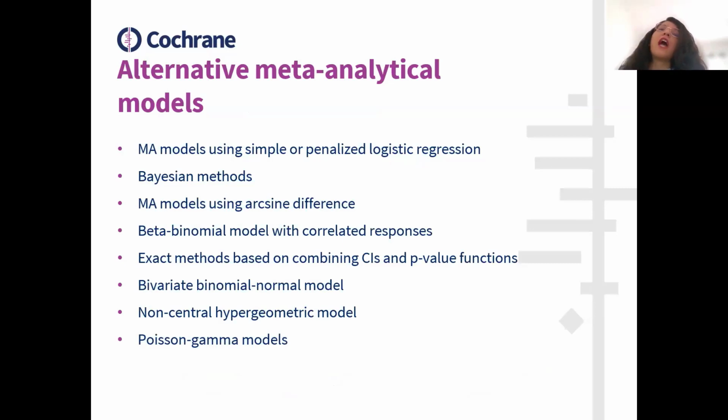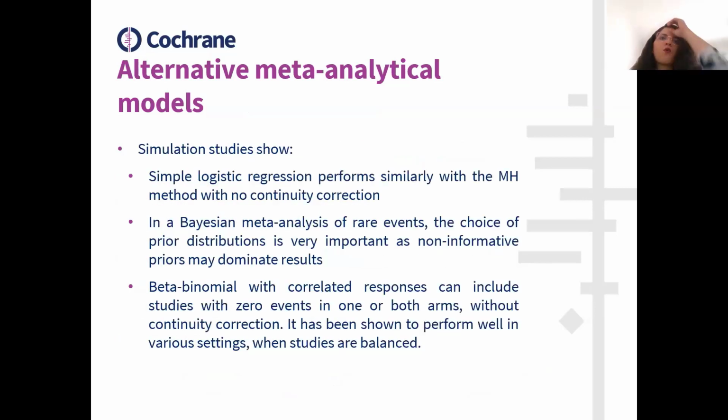So the literature has suggested that instead of relying on standard meta-analytical models, we might need to use alternative meta-analytical models. As you can see, we have a huge variety of different meta-analytical models. We will not go through all of them, but I will show you what simulation studies have shown about the performance of these models. Simple logistic regression performs similarly to the Mantel-Haenszel method with no continuity correction. If we apply a Bayesian meta-analysis model for rare events, then we need to be very careful with the choice of prior distributions because non-informative priors may dominate results.